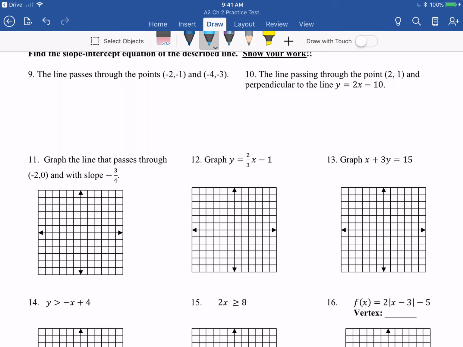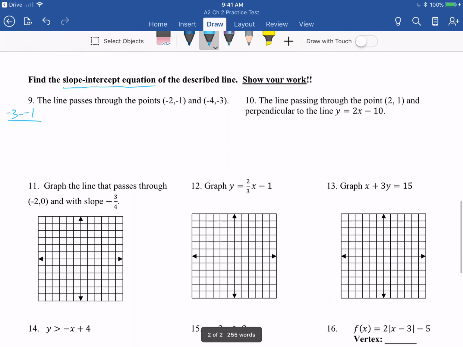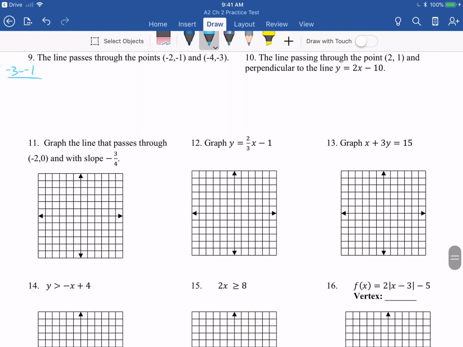All right, number 9, it says the line passes through the points -2, -1, and -4, -3. So you have to find the slope-intercept equation. First we have to find the slope. So I go -3 minus -1, and on the bottom I have -4 minus a -2. This is plus a positive, which is going to be -2, and the top is also -2. So my slope here is 1.